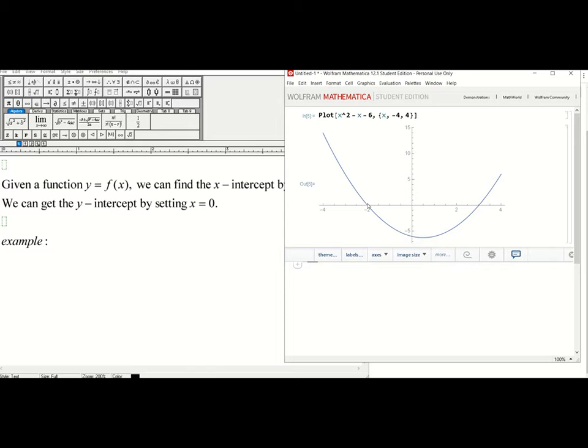What you can see is that this is your x-axis, so this is where y equals 0. This is where y equals 5. This one's y equals 0, and you can see you're at negative 2 and 3. Then if x equals 0, you'll go through at negative 6. So on a graph, you can actually pick these out and figure these out.